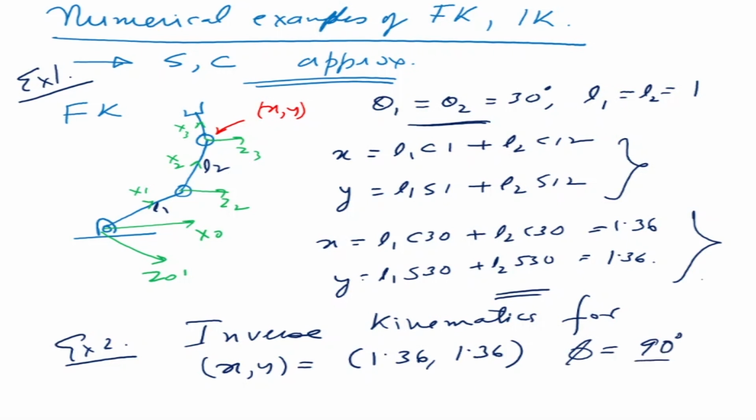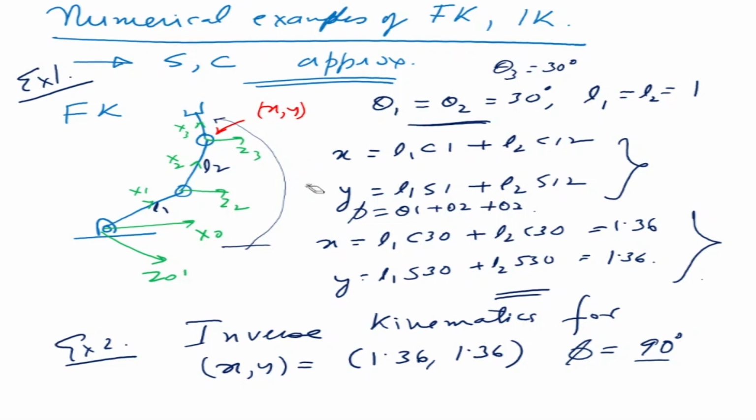Okay, so phi is equal to theta 1 plus theta 2 plus theta 3. So here theta 3 is also there, so theta 3 is also equal to 30 degrees. Okay, what is phi equal to? Phi is equal to theta 1 plus theta 2 plus theta 3. Now in the inverse kinematics problem, I am giving you that XY is equal to 1.36 and 1.36 and phi is equal to 90 degrees. Okay, so you find out what is phi. Phi is this final angle here, that is my final angle.